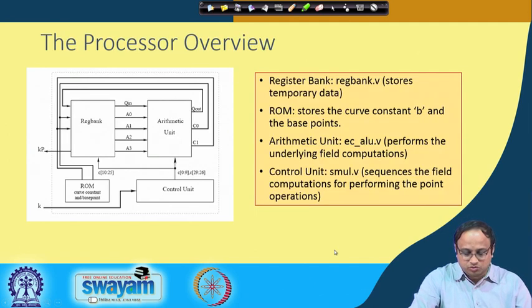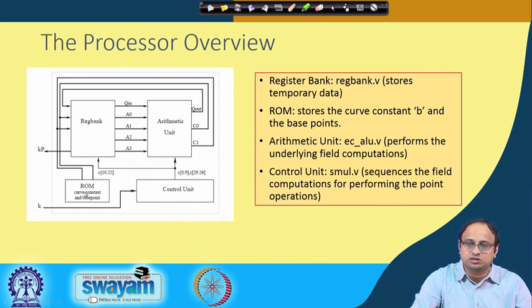Now let us look into the processor overview. Here are the 4 important components of my design. As I said, the register bank and the arithmetic unit handshake with each other. The register bank stores temporary data. The ROM stores the curve constant and the base point, that is px, py, and also the curve constant.